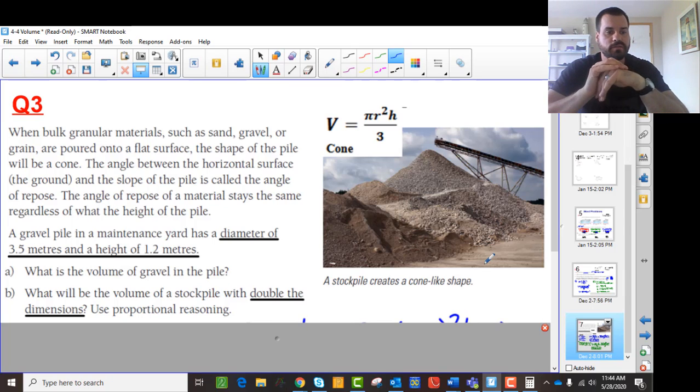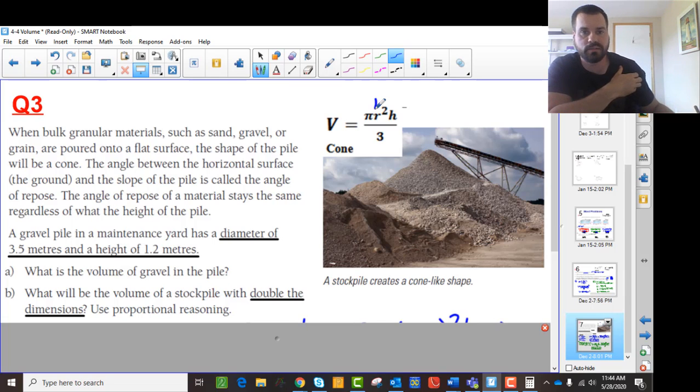So the first thing it asks us to do is, it says a gravel pile in a maintenance yard has a diameter of 3.5 meters and a height of 1.2. What's the volume? So it's a cone, right? So that means we need the radius. If you look at our formula, we need the radius, and then we need the height. It gave us the height directly, right? The height's 1.2.